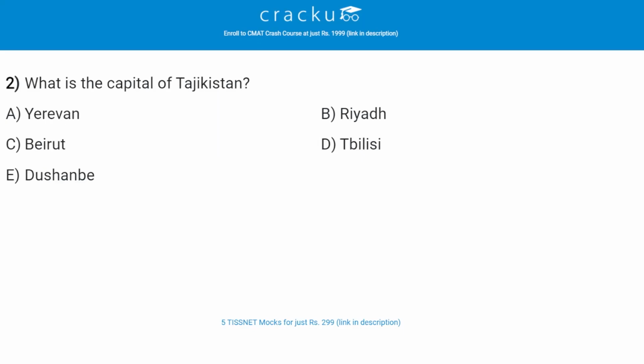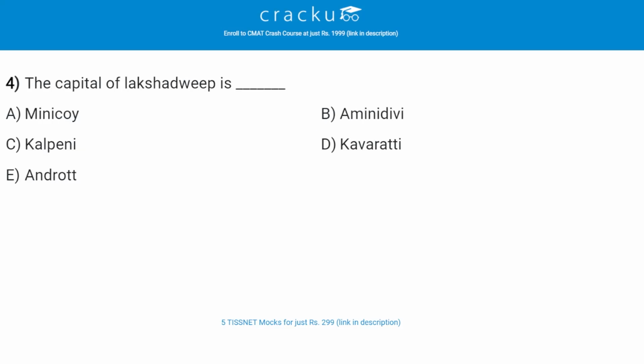What is the capital of Tajikistan? The correct answer is E. Dushanbe. Let's check the next question. What is the capital of Morocco? The correct answer is Rabat. B. Let's check the next question.